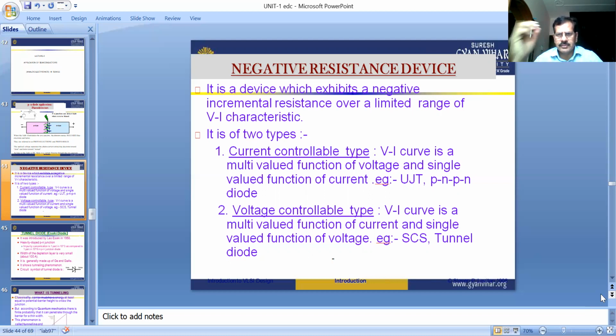The VI curve is a multi-value function of current and a single value function of voltage. For example, SCR and tunnel diode. These are the voltage control type devices.